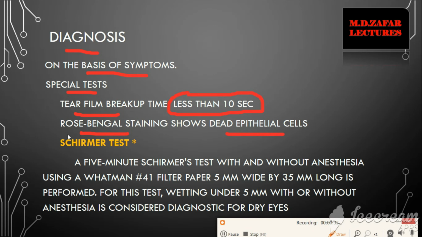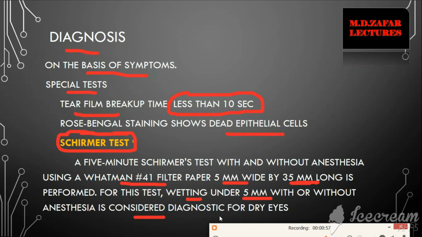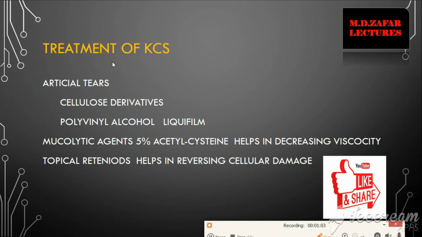And there's a specific test known as Schirmer's test. In this test, Whatman filter paper number 41 of measurements 35 mm long and 5 mm wide is used, and if the wetting is under 5 mm with or without anesthesia, it is considered to be a diagnostic test for the dry eyes. So now we will talk about the treatment of dry eye.